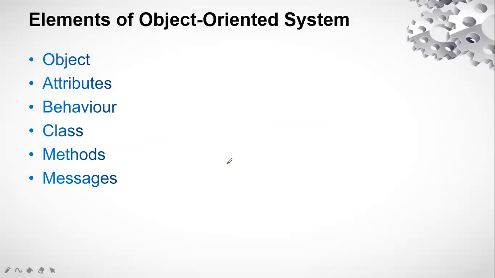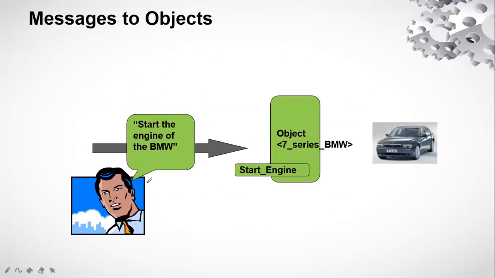Now moving further, this is just a review, a summarization of all the concepts we have done. We have understood the object, the attributes, the behavior, the classes, and methods, and now the remaining part is the messages. What is this messages about? Messages is when we are sending a trigger, which I told you earlier also. That is when I send a message.